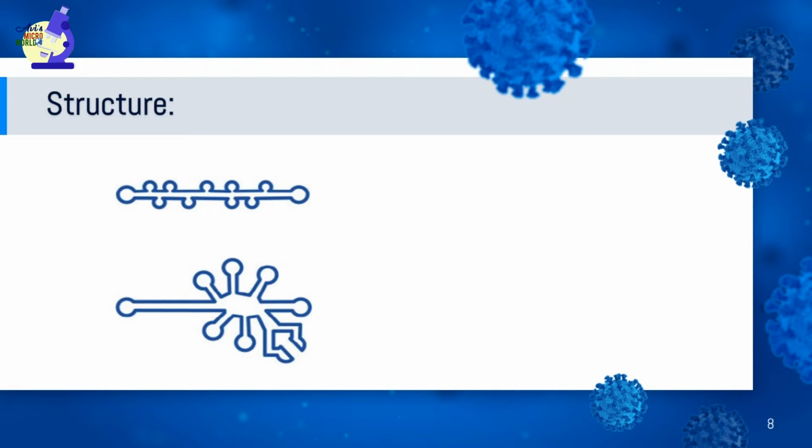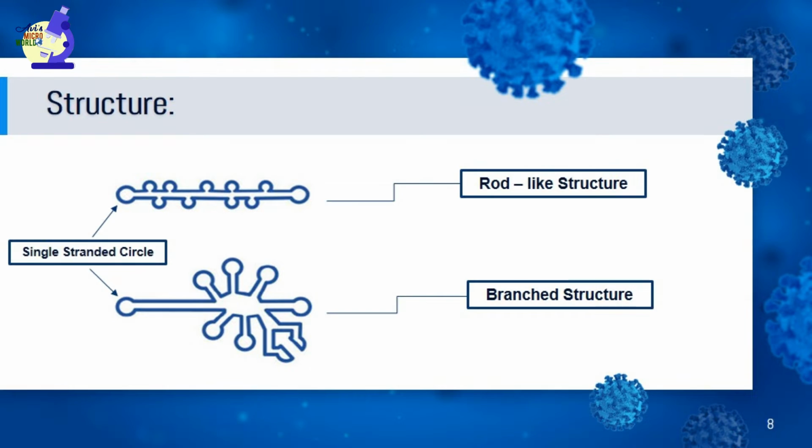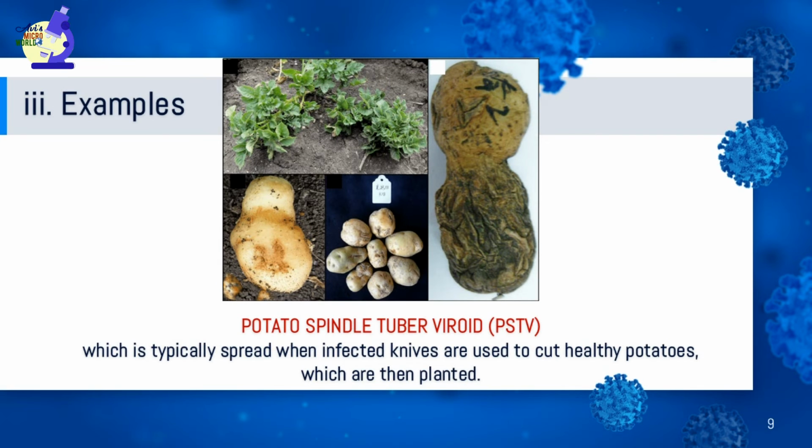The structure. The viroids are basically made up of two structures. First is the rod-like structure, and the second is a branched structure. Both the structures have a common feature, that is single-stranded circle. A few examples we'll be seeing in the next few slides.